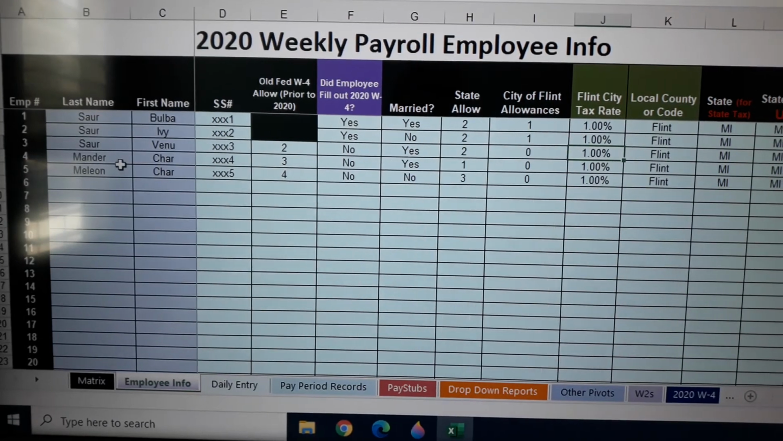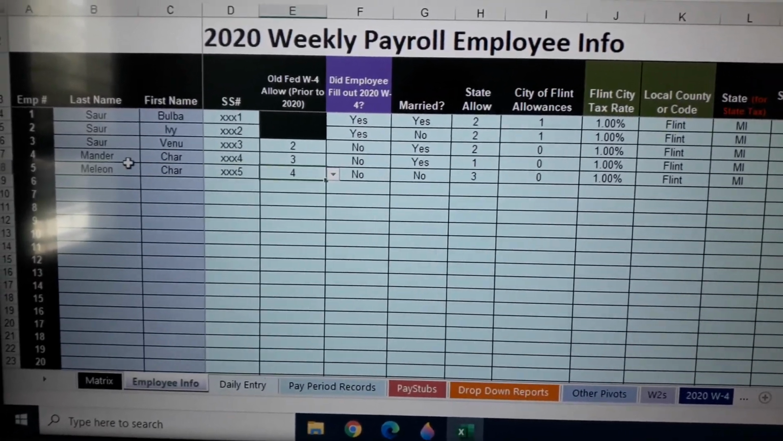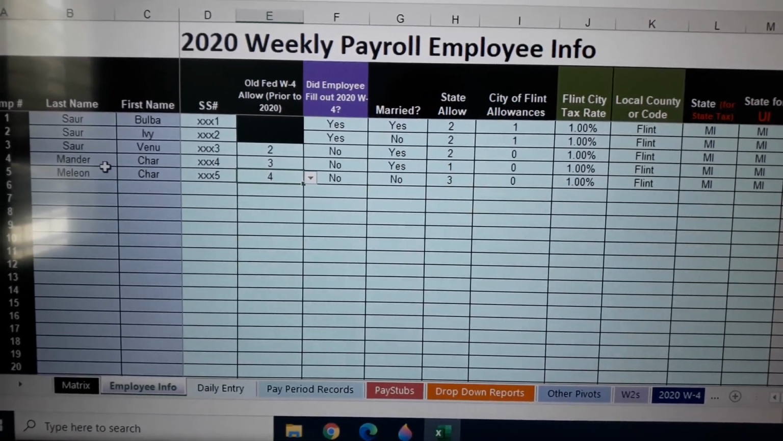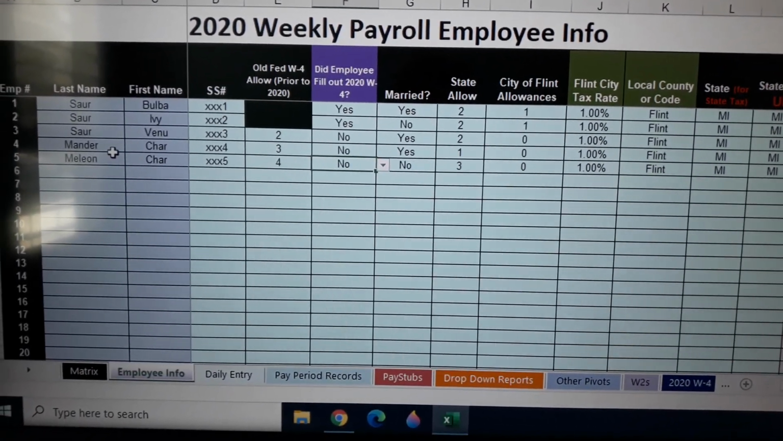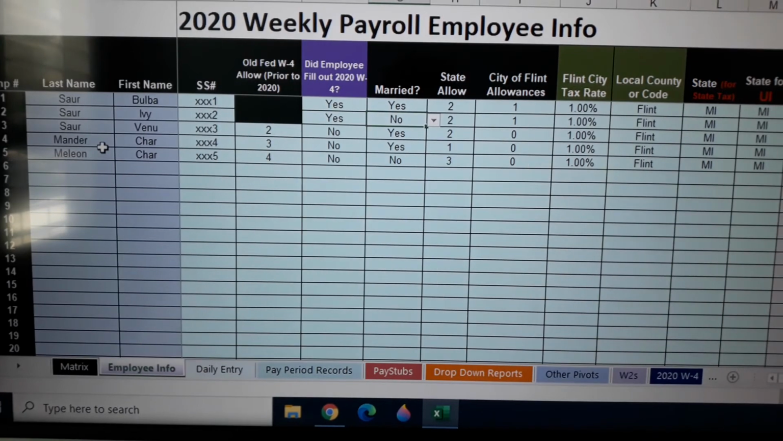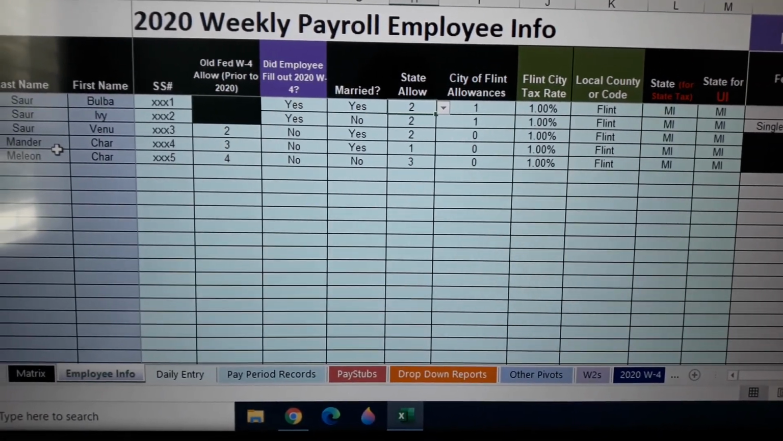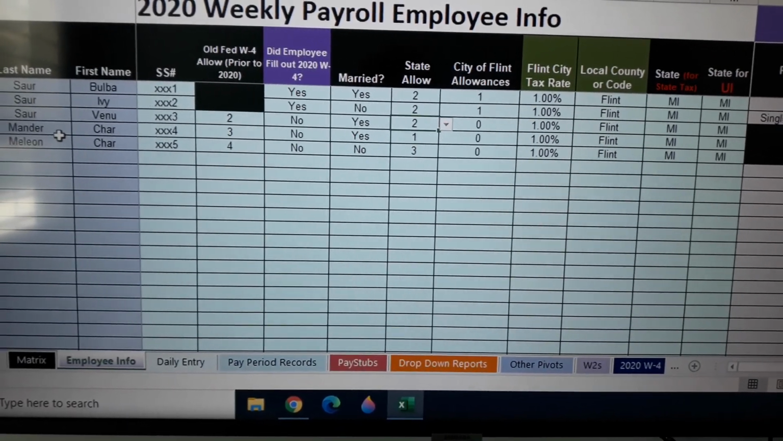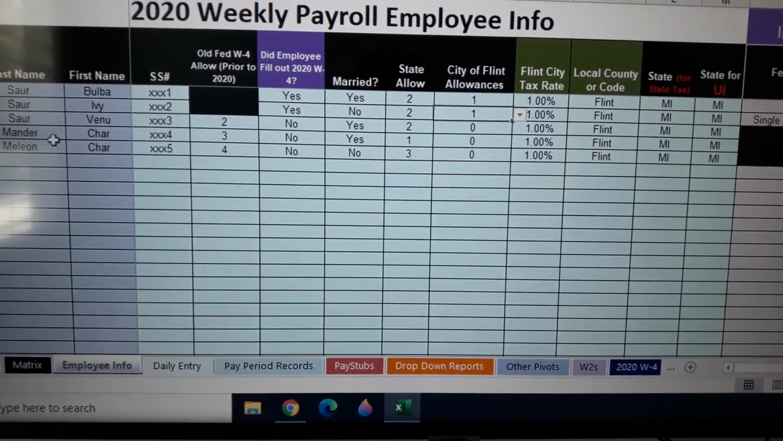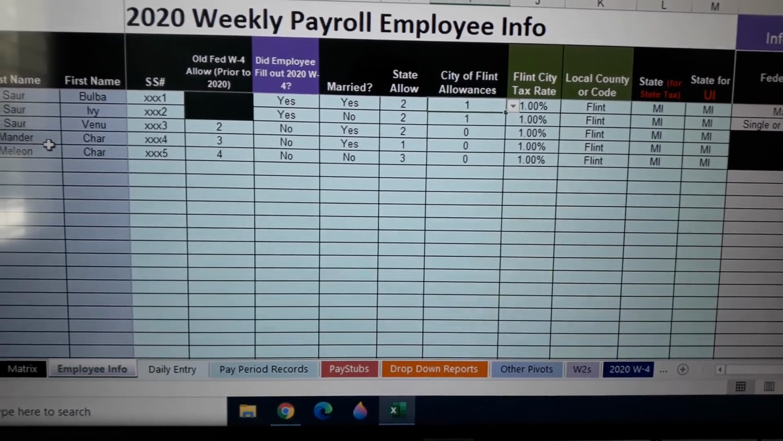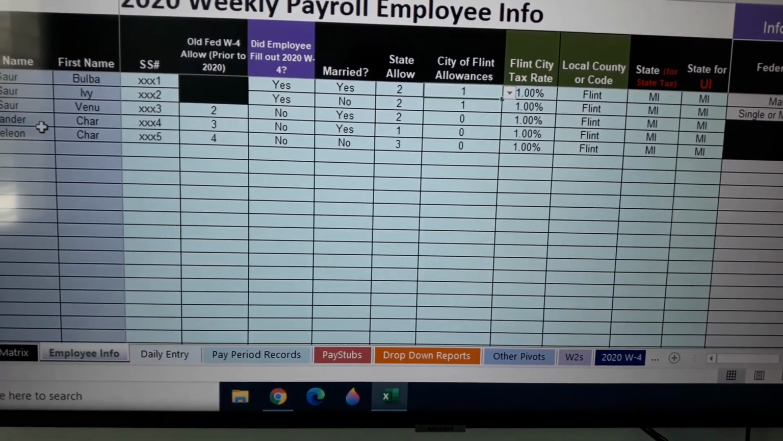When you're entering in employee information, there's names, there's social security numbers, there's old W-4 allowance if you're using an old W-4 from prior to 2020, or you're using the 2020 W-4. Are they married or not? State allowance. So that's for your Michigan state allowance. And then there's an additional City of Flint allowances. If you fill out the Flint version of the W-4, how many City of Flint allowances would go here?